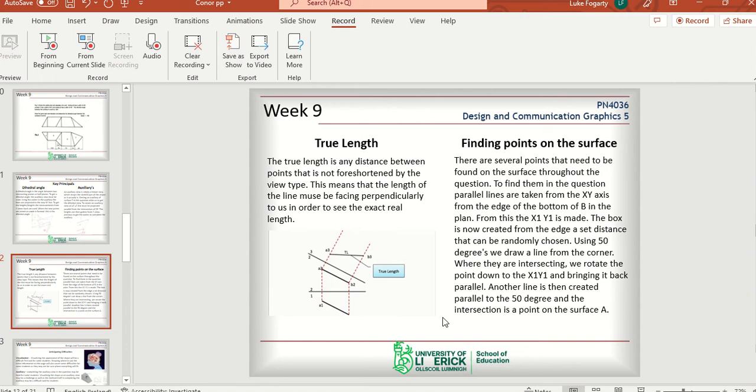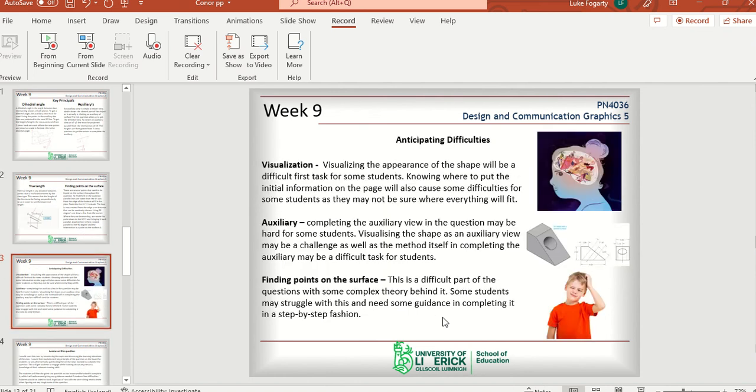Then the true length of lines, that's another key principle which is practiced within the question, and finding points on the surface. So points on the surface are found to get other lengths and add to the question itself to get the full shape. So some of the anticipating difficulties of the question would be visualization.